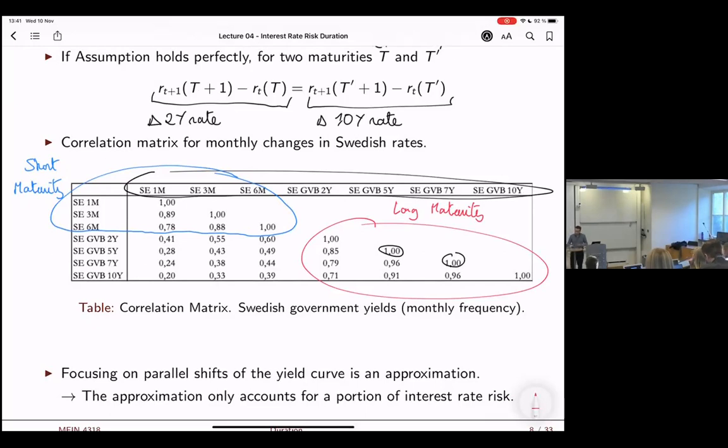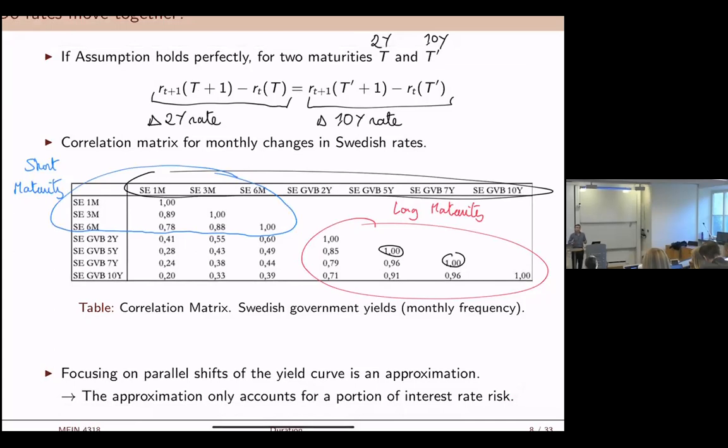So what we take away from that, well, the approximation that we're making is an approximation, and it doesn't always work. What it means, in fact, is that it only accounts for a portion of the interest rate risk, right? So what we're saying here, in a sense, is that with that model, we do as if the only thing that can change is the level of the yield curve, right? Remember the picture I showed you before? Start with the yield curve and you ask, what if all the rates move by the same amount, right?